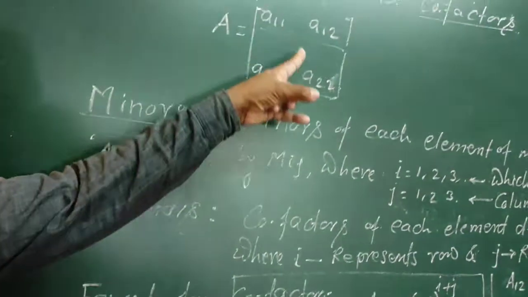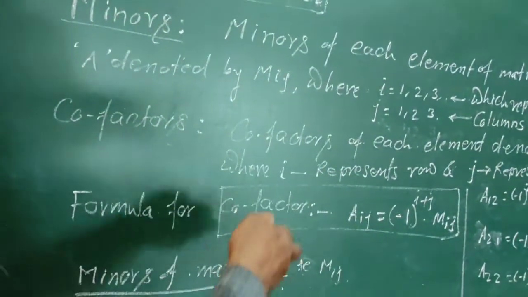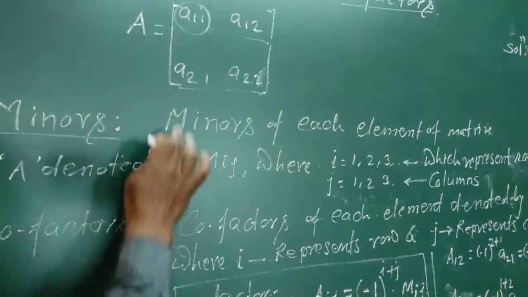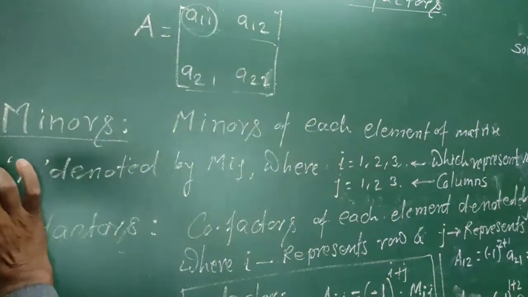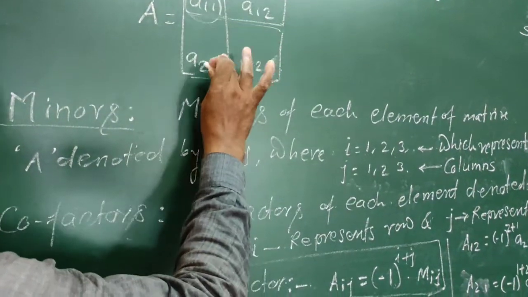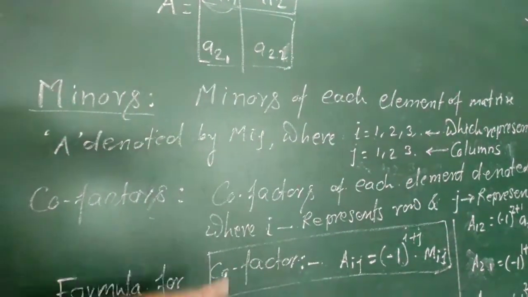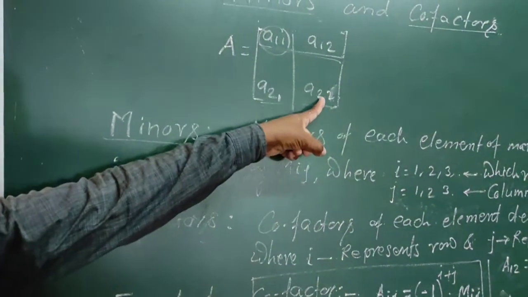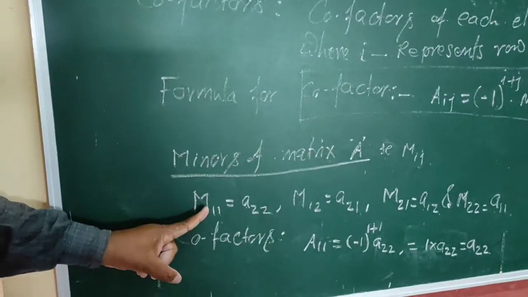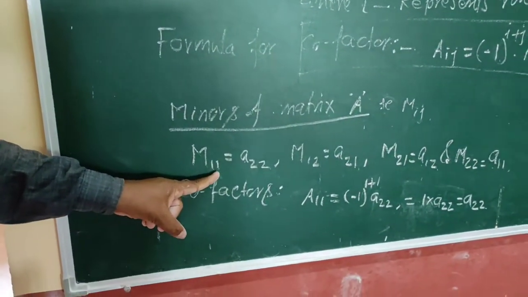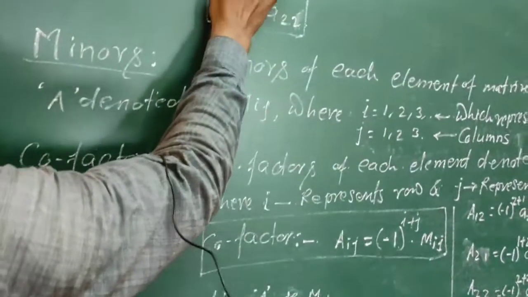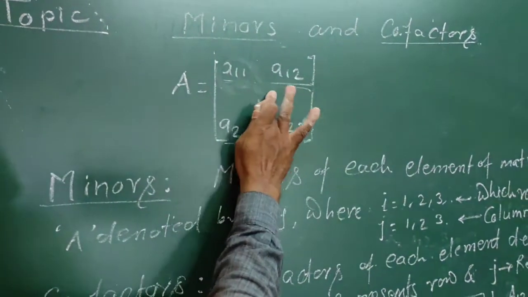While finding the minors, this element is required here. We want to find the minor of this element. So delete the elements in the row and delete the elements in the column of that element. What is the remaining element? That is A22, and therefore we have written the minor of the first element, that is M11, is equal to A22. Similarly, this process is to be adopted throughout this problem.